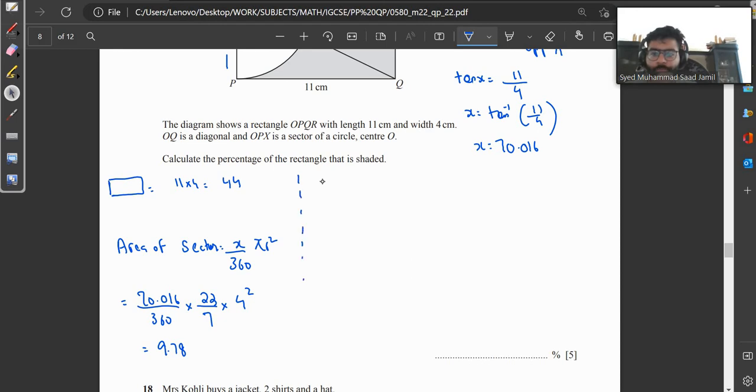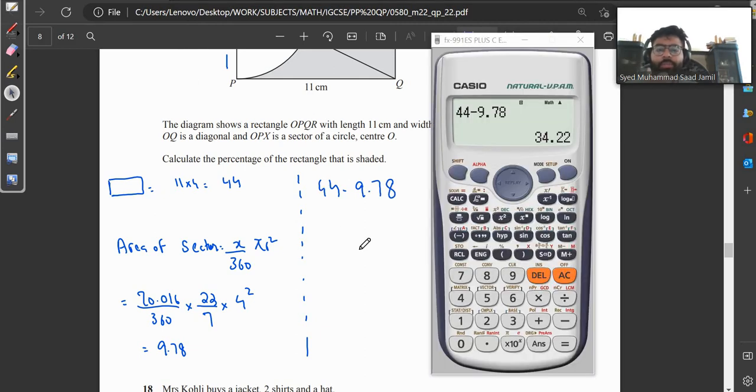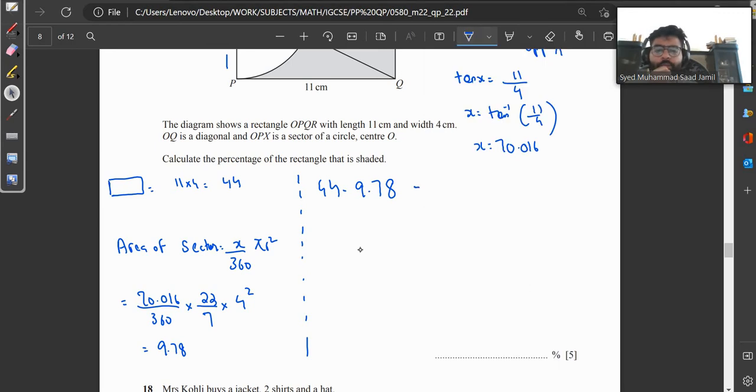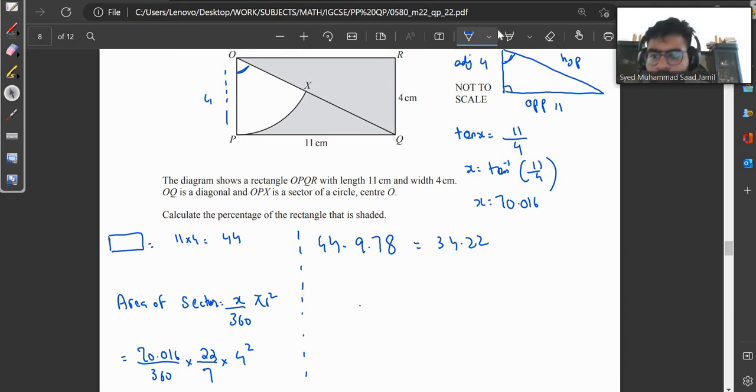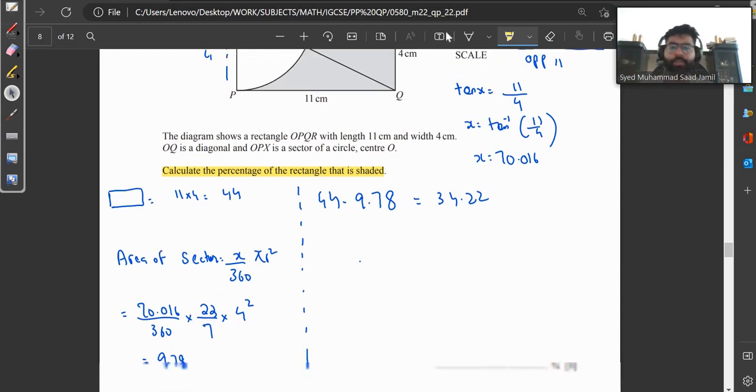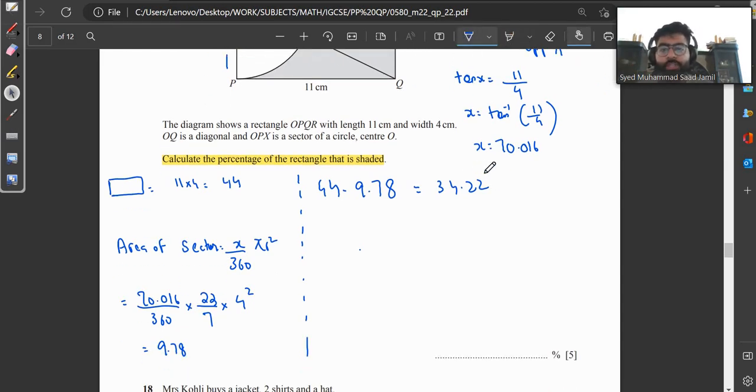So we will do 44 minus 9.78. Let's do that. This turns out to be 34.22. Now most students will just write down 34.22. That is wrong. The question says, read the question, calculate the percentage of the rectangle that is shaded. That is shaded. So we just found out that 34.22 is the area that is shaded.